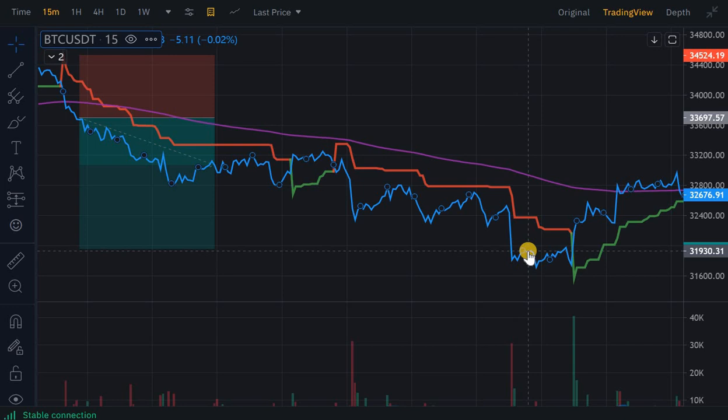So this is basically how you use this strategy. It is a simple strategy that anyone can use. You just need to follow basic trading rules, and this strategy can turn out to be very profitable.